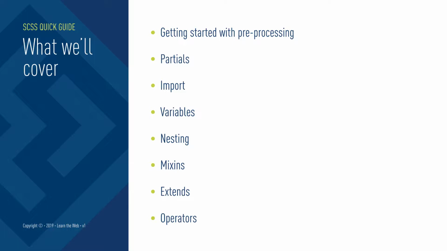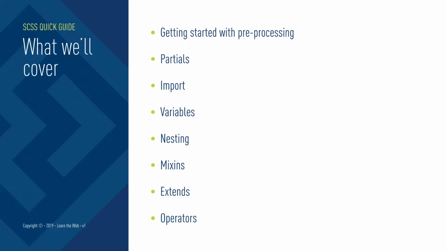So we're going to go through this stuff today. We're going to go through getting started with pre-processing and what it is. We're going to go through partials, imports, variables, nesting, mixins, extends, and operators. Now, don't worry if you don't understand what any of those things are. I'm going to go through all of those things in this fairly short, quick guide about SCSS and where to start with it all.